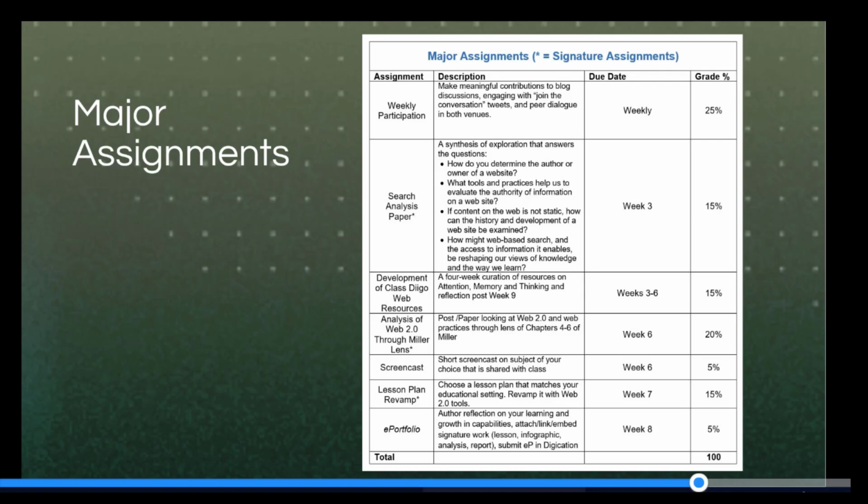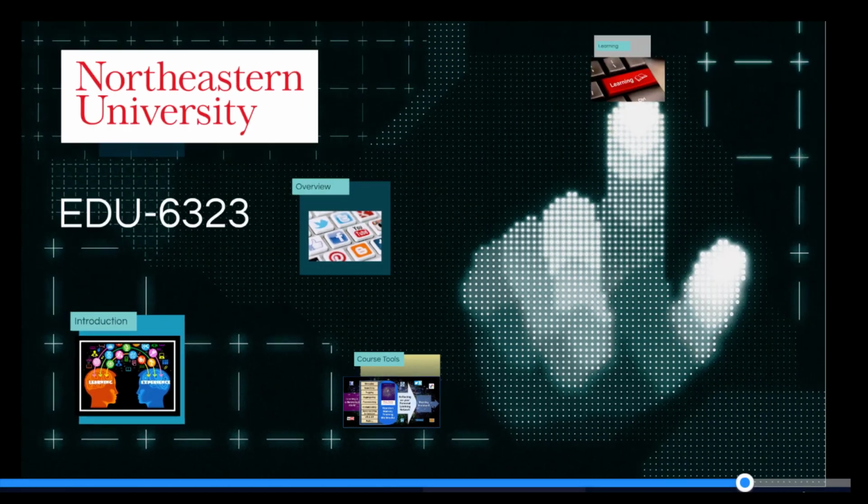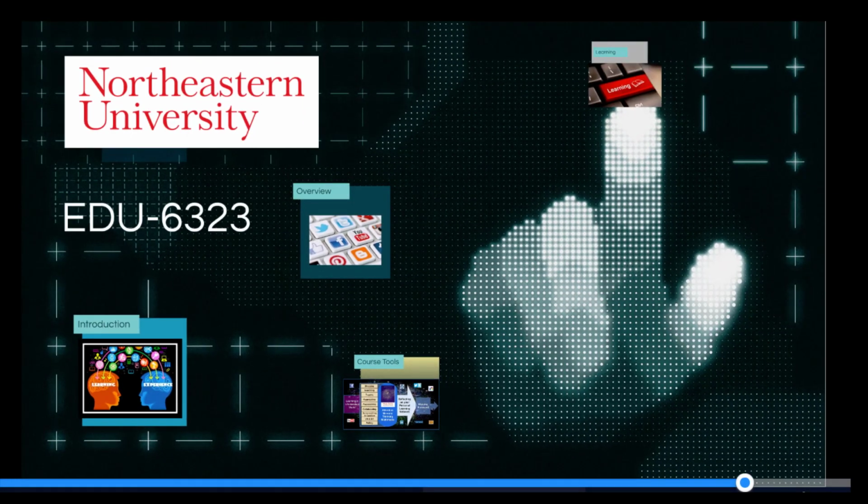So between the Diigo resource and the analysis, you're going to get some pretty good use of that tool. And finally, we're going to be looking at making some content, and you'll actually be creating a short screencast and sharing that. You'll also be updating one of your lesson plans or a lesson plan you find to put in some of the things we do in this class and demonstrate how you might use them. So that's the course in a nutshell.